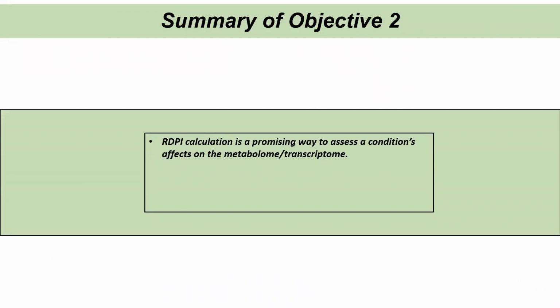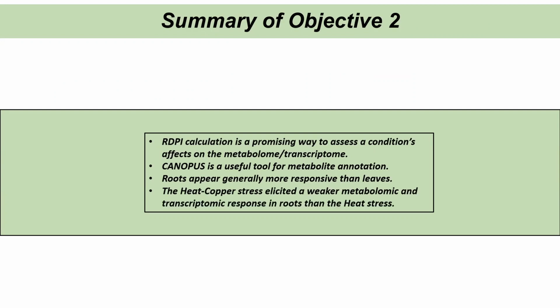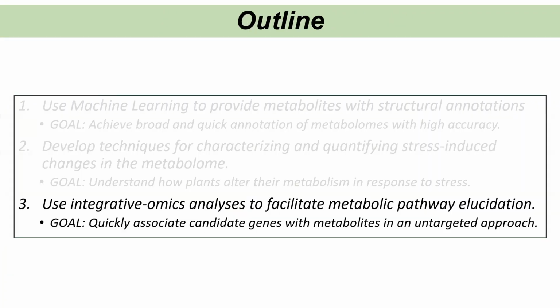Okay, so I'm going to wrap up section 2 now with a summary of some of the key findings. So the RDPI calculation is a promising way to assess a condition's effects on the metabolome and transcriptome. CANOPUS is definitely a useful tool for metabolite annotation. Roots appear generally more responsive than leaves. And finally, the combined heat stress and copper deprivation elicited a weaker metabolomic and transcriptomic response in the roots than the heat stress alone.